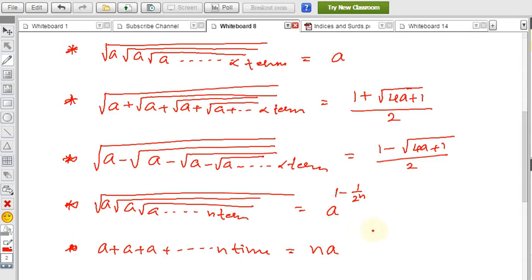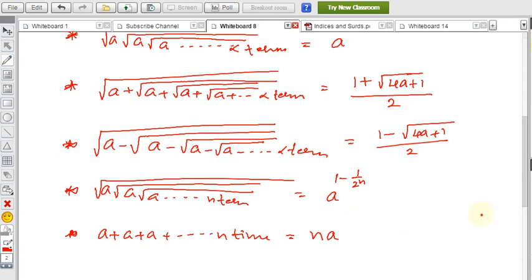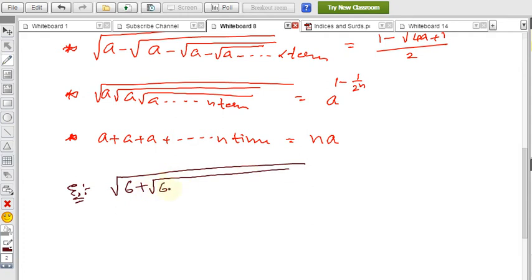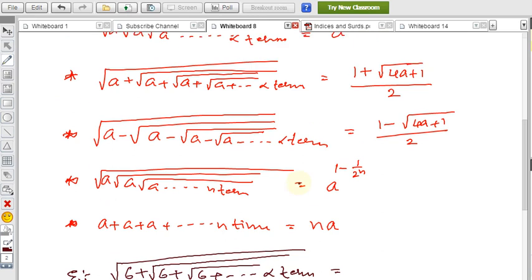Okay, let us see one question, like the second formula. An example I'll show you first. For example, square root of 6 plus square root of 6 plus square root of 6 plus so on, infinite terms. Now here the formula is this one, right? 1 plus root 4a plus 1 by 2. This is just a shortcut method for any competitive exams.